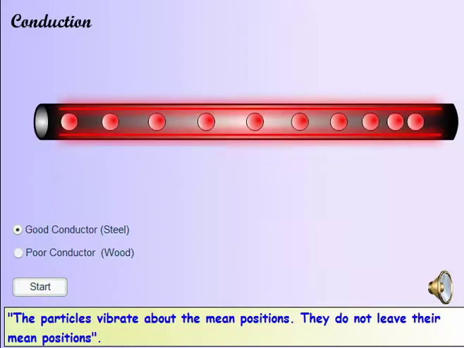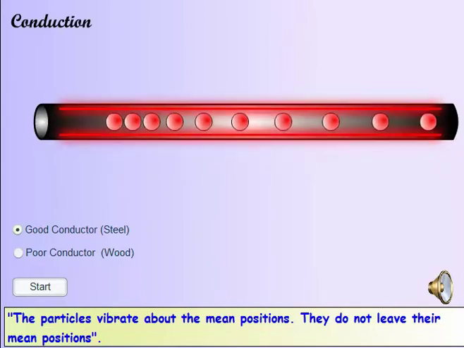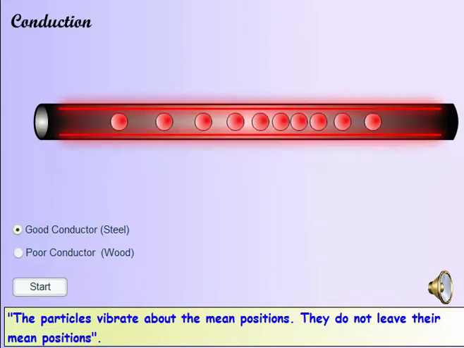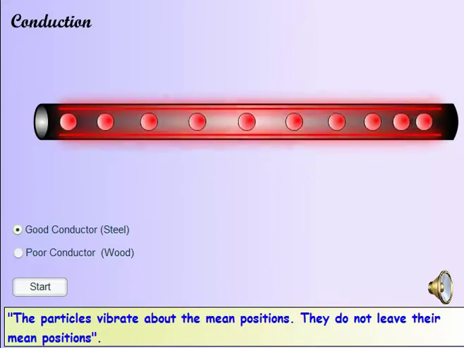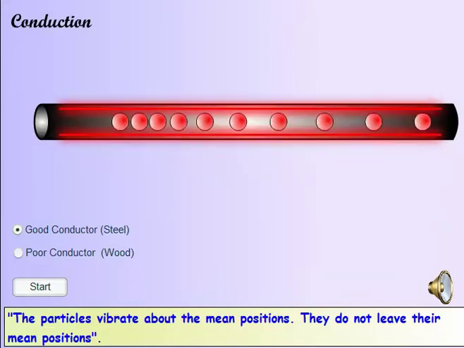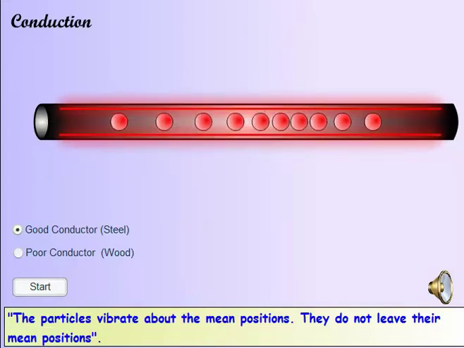Conduction is the transfer of heat from one molecule to another through the body. The particles vibrate about their mean position and do not leave their mean position. Good conductors have particles vibrating at higher speed than poor conductors. Metals are generally good conductors, whereas wood is a poor conductor.